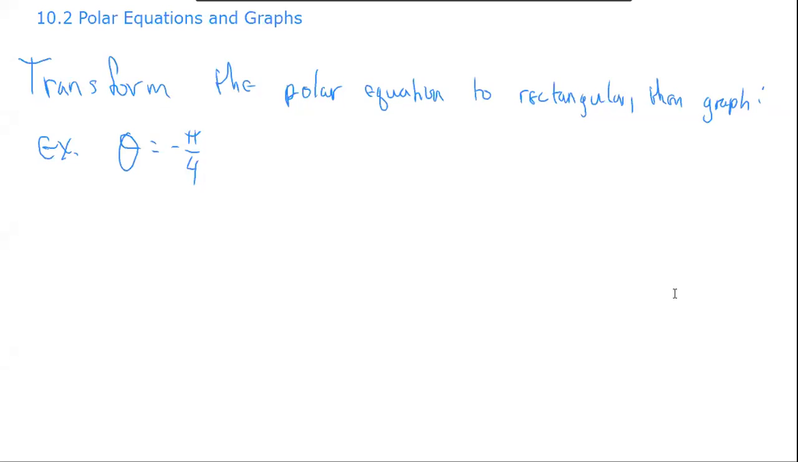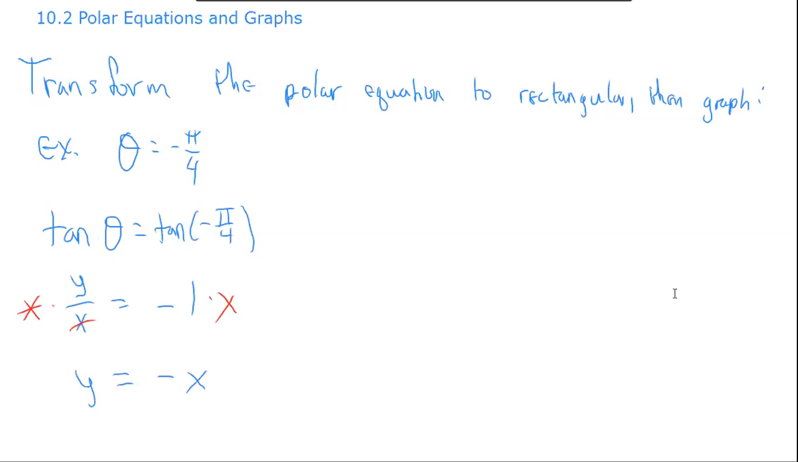Okay. So how you would tackle this one is I'm going to take the tangent of both sides. Okay. Now think of the relationships. Tangent of theta we can call y over x. And then tangent of negative pi over 4, the value of that is going to be negative 1. And then you would solve both sides by multiplying by x to get an equation you'll recognize, I think. And you get y equals negative x, okay?